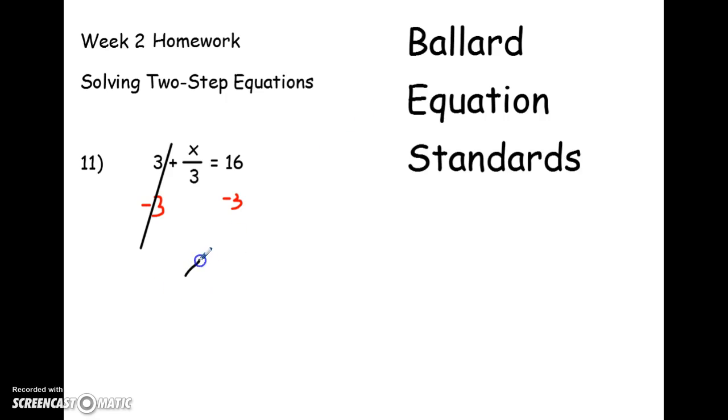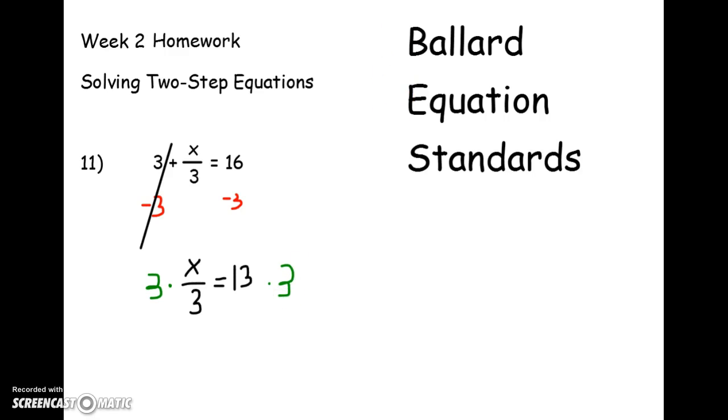Notice how I'm working vertically for our Ballard equation standards. We have x divided by 3 is equal to 16 minus 3, leaving us with a 13. Now the last step is getting rid of this division. This is x divided by 3, so to fix that we need to multiply both sides of our equation by a 3.